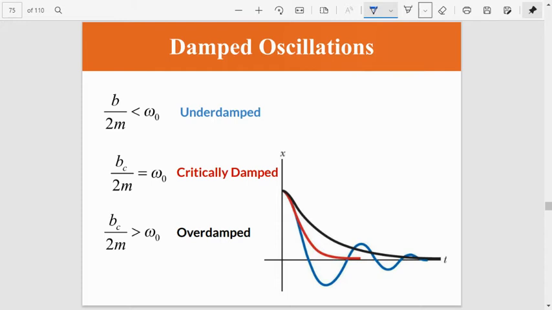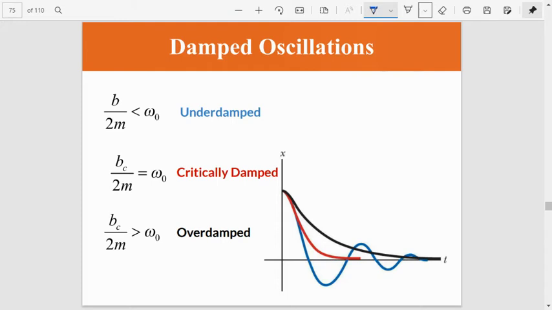Then there's a critically damped situation where the coefficient of damping divided by 2 times the mass exactly matches the natural frequency of the system. And in this case, the oscillator won't actually oscillate. So as you can see in the red curve, this is a critically damped system where it'll simply coast off towards its equilibrium position, but it won't pass equilibrium.